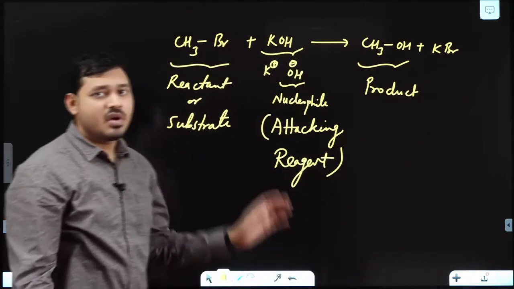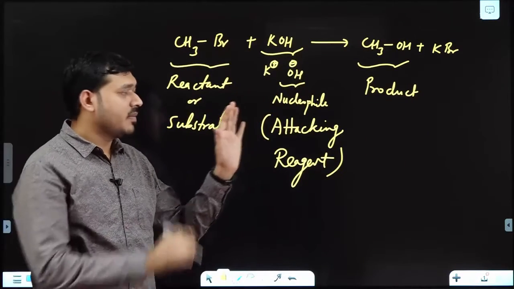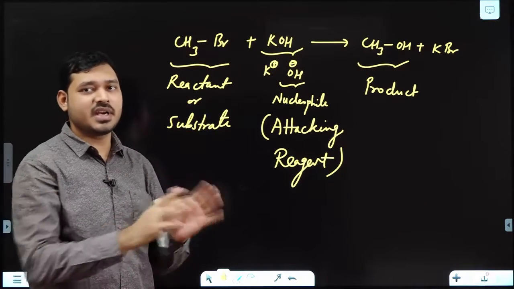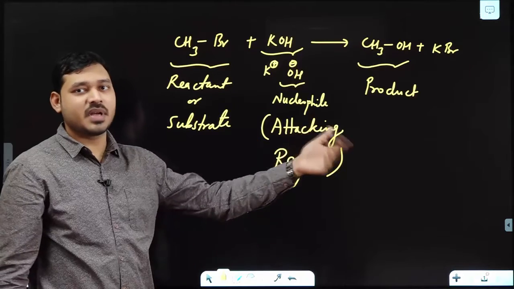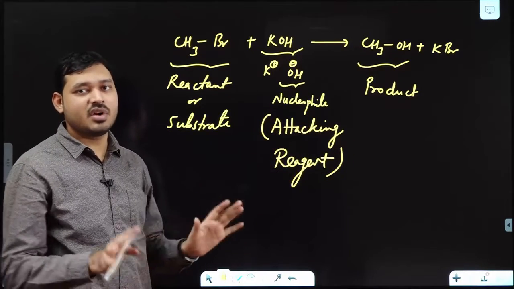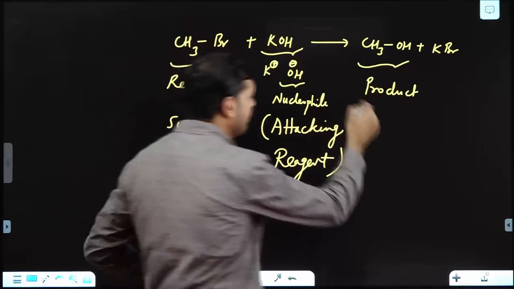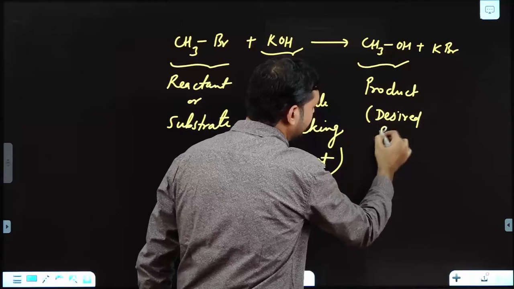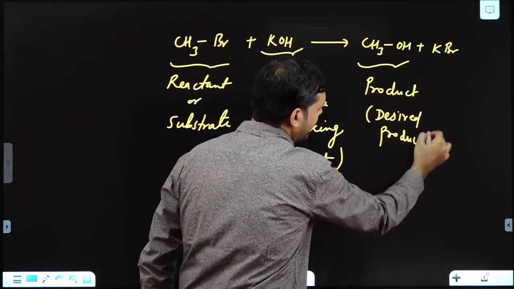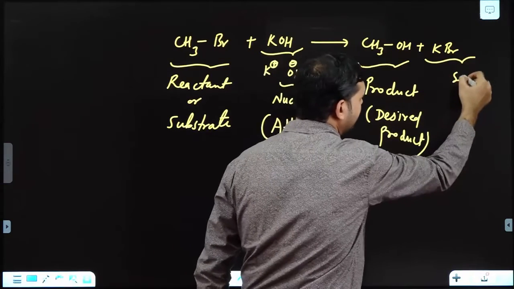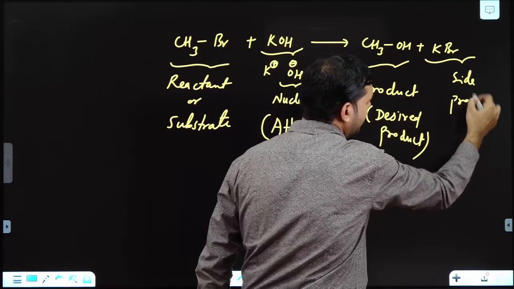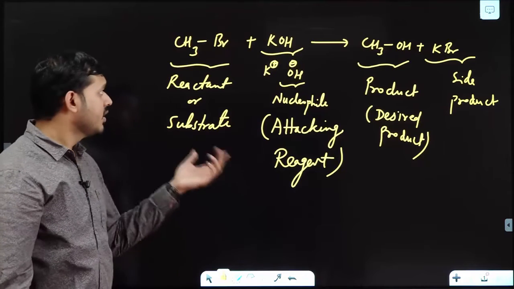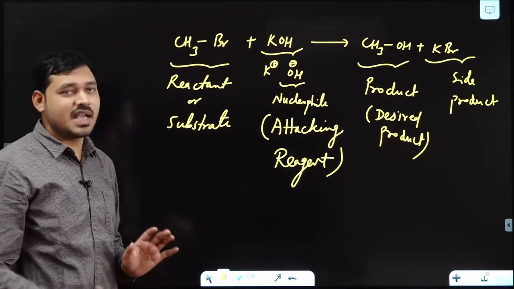See, in general organic reactions, the desired product, what we actually want to prepare, is the only one studied. The side products, whatever is furnished or produced, are not studied in detail. So mainly I will say it as the desired product. And this is our side product. Now here a few terminologies I am telling you.